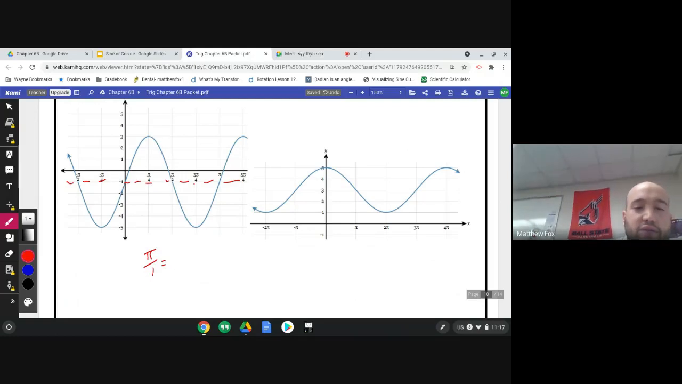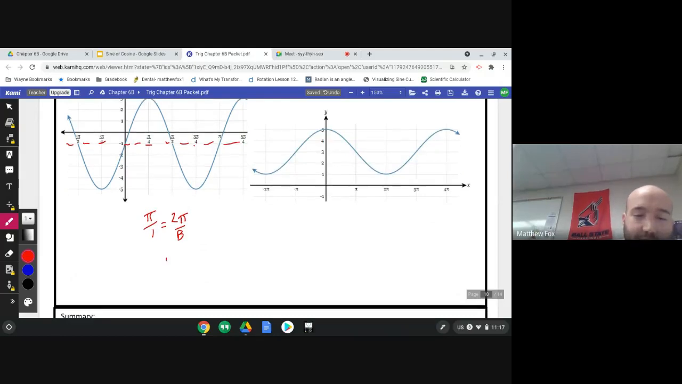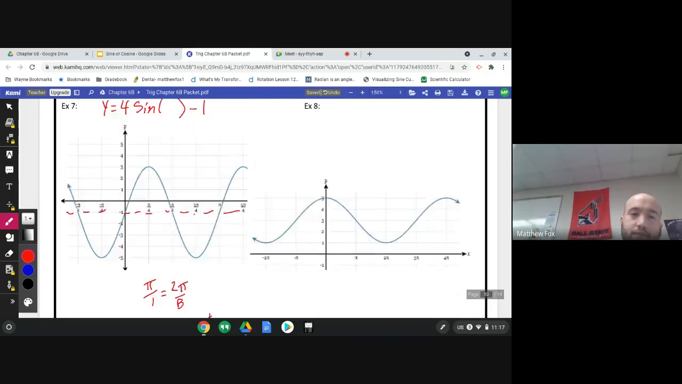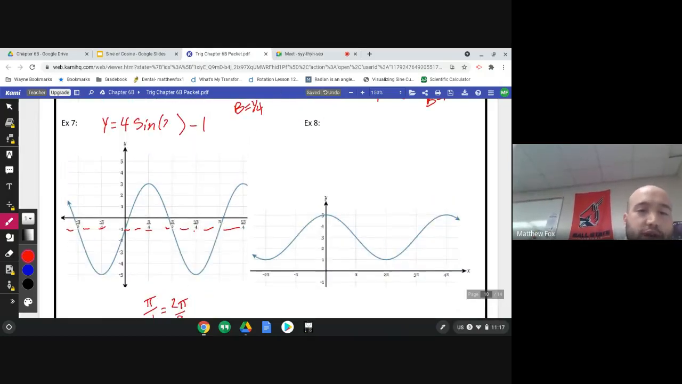We did have this on the front. If you remember, that's fine. If not, go ahead and solve it. We cross multiply, we're going to get pi b equals 2 pi. We divide by pi, and we'll get b equals 2. So we put 2x in there, and we are done.